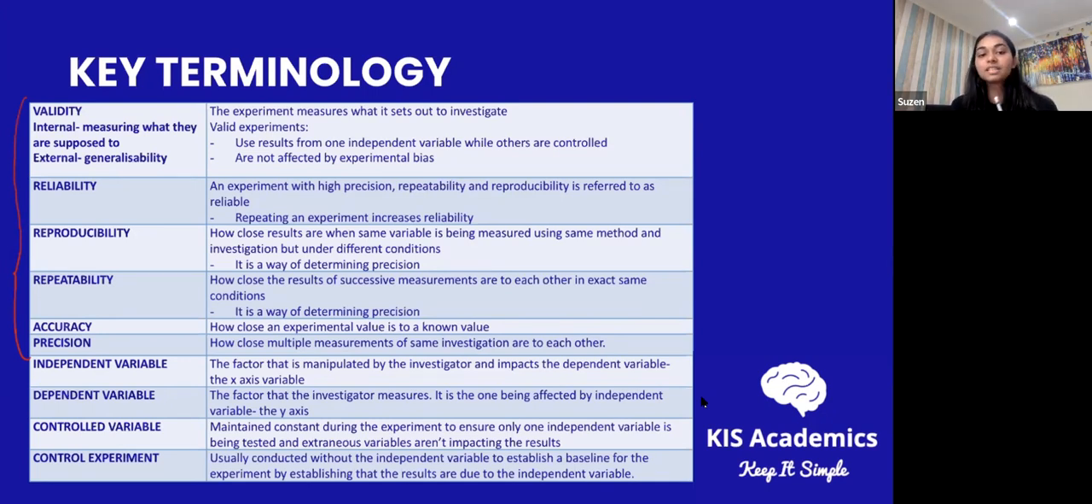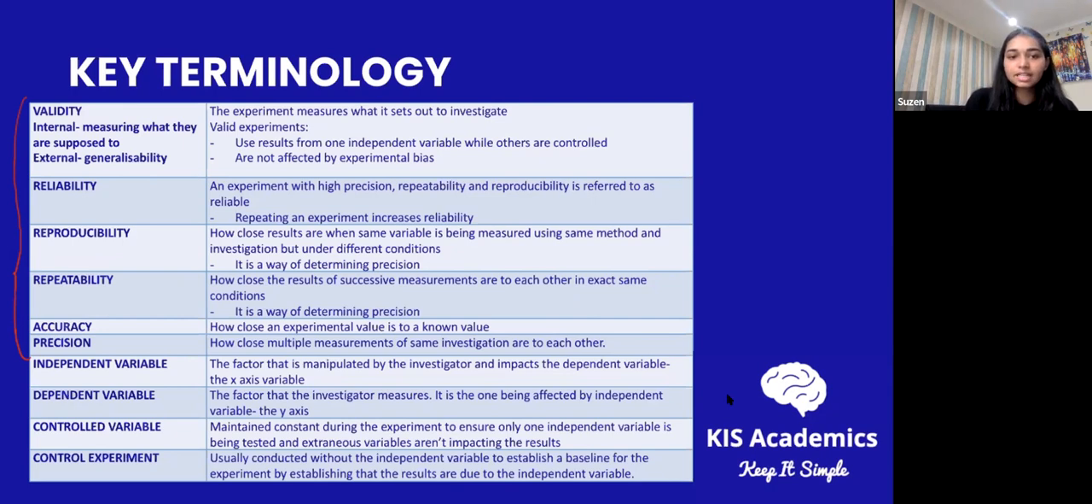Valid experiments will use one independent variable while everything else is controlled. Using only one independent variable, make sure that you don't have any extraneous variables that are impacting your results, and they're also not affected by experimental bias. You have two types of validity as well. Internal validity is just measuring what they're supposed to. And external validity is how much you can generalize your results. Are your results generalizable or not?